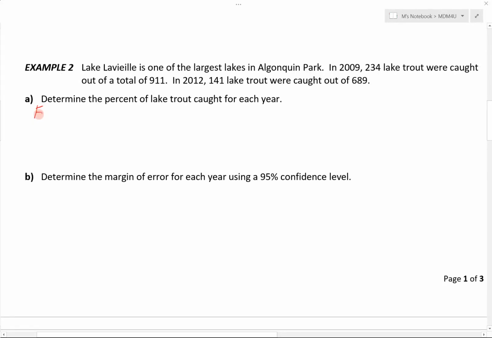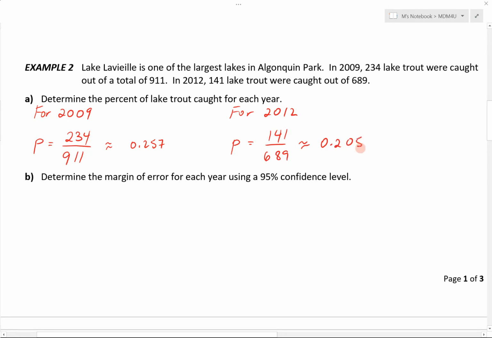So for 2009, the percent is 234 out of 911, which is approximately equal to 0.257 or 25.7%. For 2012, we have 141 out of 689, which is approximately equal to 0.205 or 20.5%. Okay, so there are the percentage values.